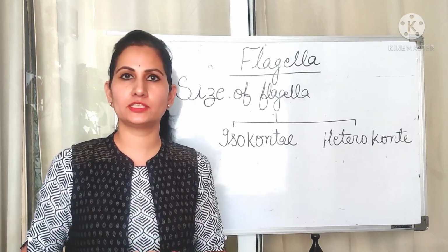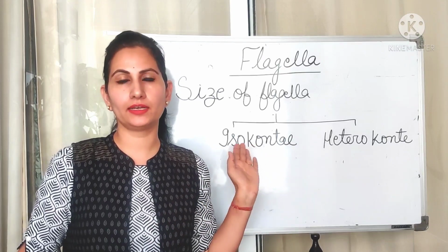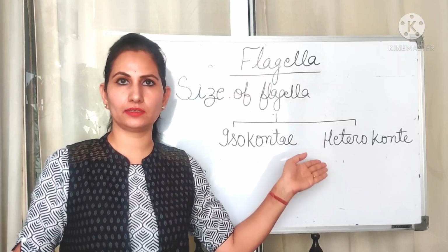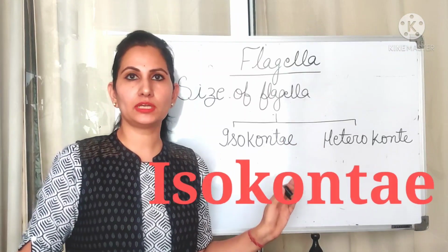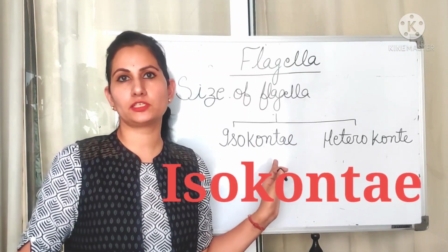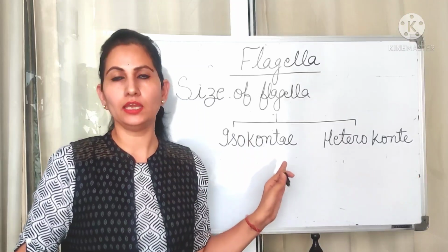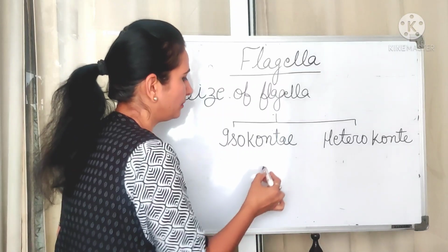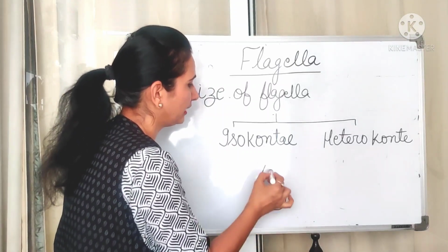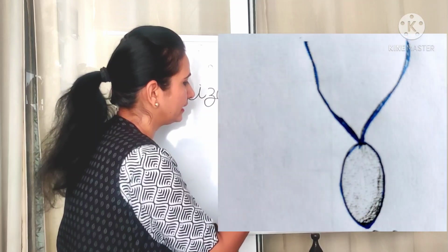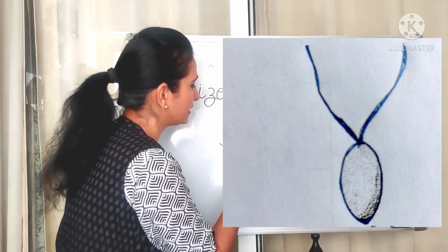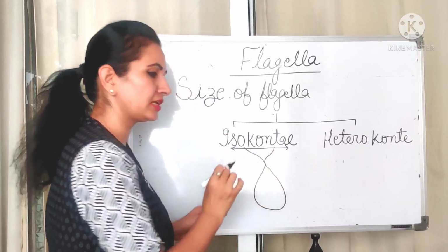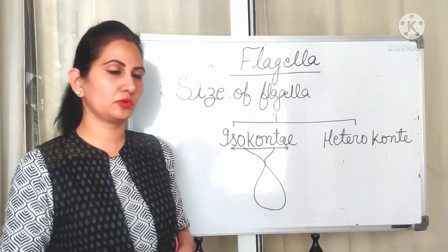On the basis of the size, the flagella are determined in 2 categories. First is isokont and another is heterokont. Isokont means when all the flagella which are present in the algae are of the same size. That will be known as isokont. So here I am making a diagram of Chlamydomonas. Here you can see there are 2 flagella and both the flagella are of equal size. Such flagella which are of equal size are known as isokont.